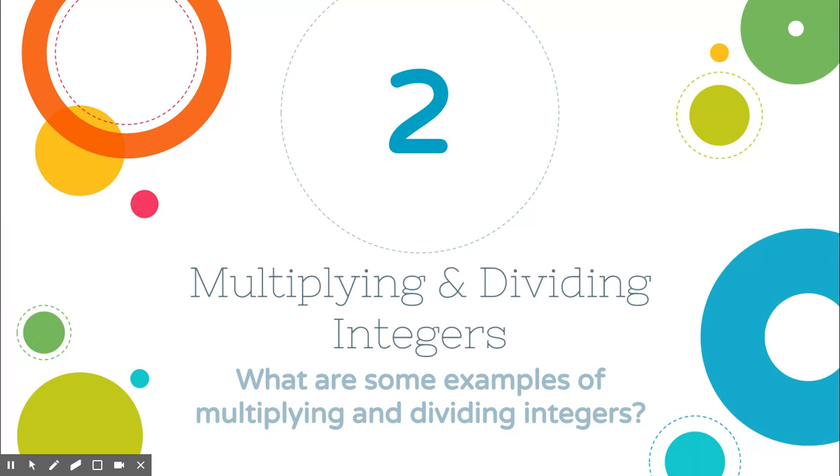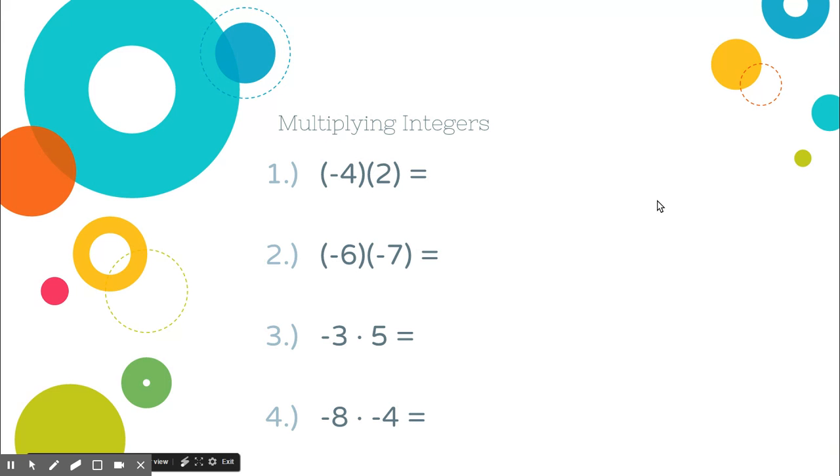All right, multiplying and dividing integers. Let's look at a few examples. So -4 times 2. Since the signs are the opposite, that means we're going to have a negative answer. So -4 times 2 would be a -8. On our next one, we have -6 times -7. Since the signs are the same, your answer will be positive. So we have a positive 42.